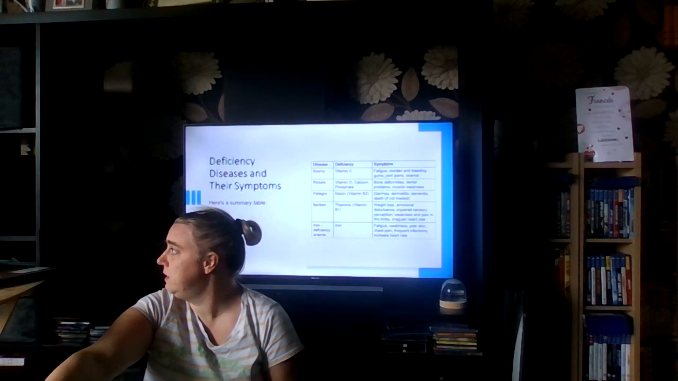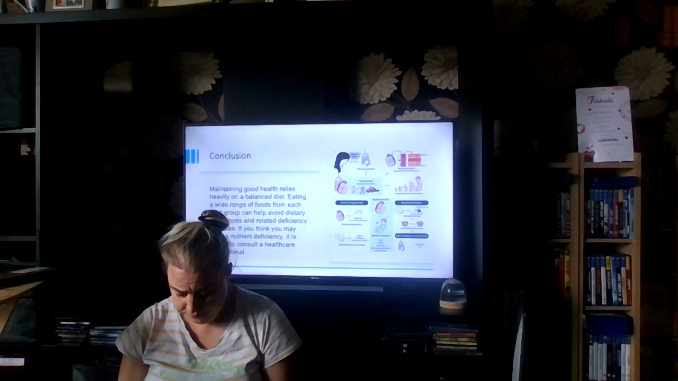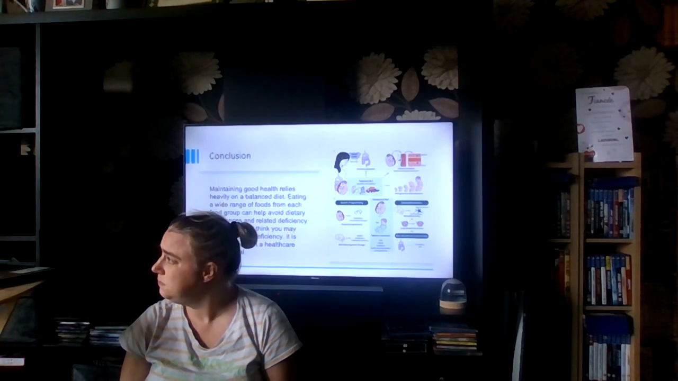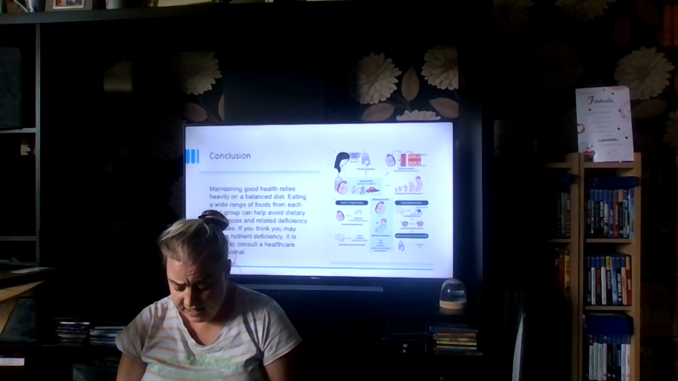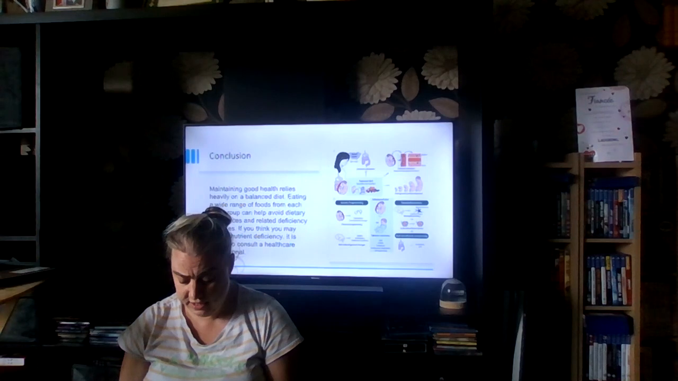A little summary of what deficiencies are. Maintaining good health relies heavily on a balanced diet. Eating a wide range of foods from each food group can help avoid dietary imbalance and related effects and diseases. If you think you may have a nutrition deficiency, it's crucial to consult a healthcare professional.